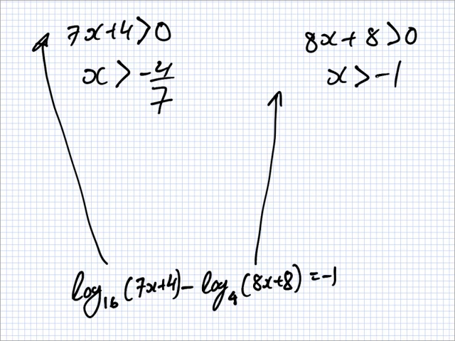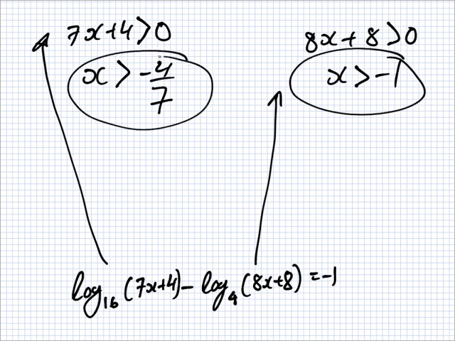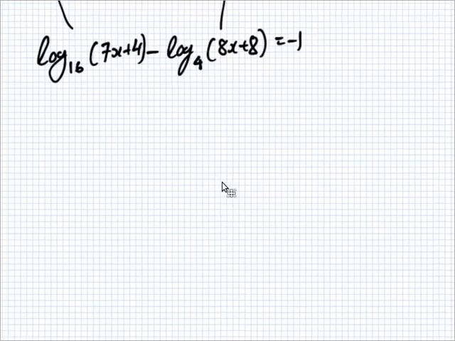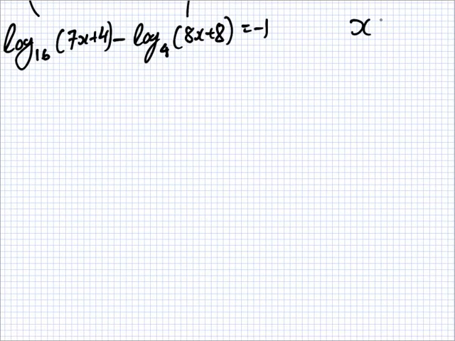Now, how can we have both x bigger than minus 1 and bigger than minus 4 over 7? Good, okay, so before we start, we need to say x is bigger than minus 4 over 7. And any answer which is not bigger than minus 4 over 7, we reject. It's not suitable. Okay, now on to solving.